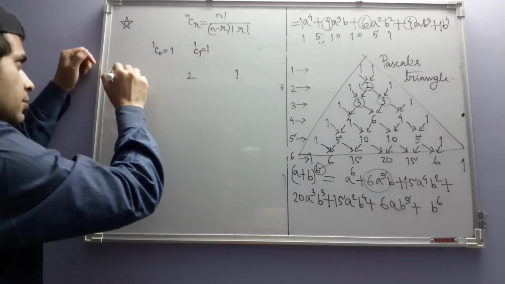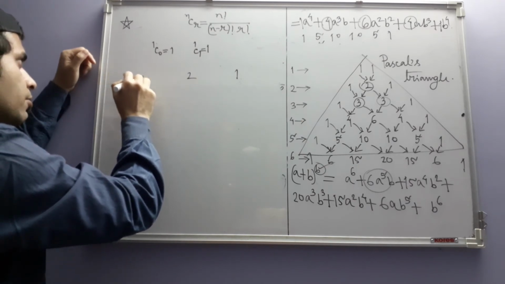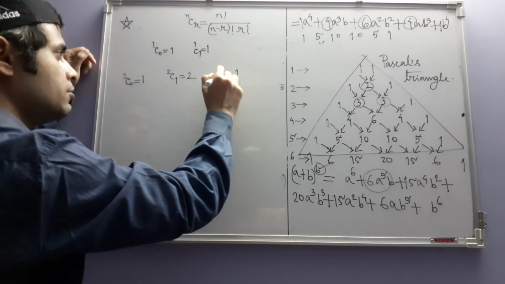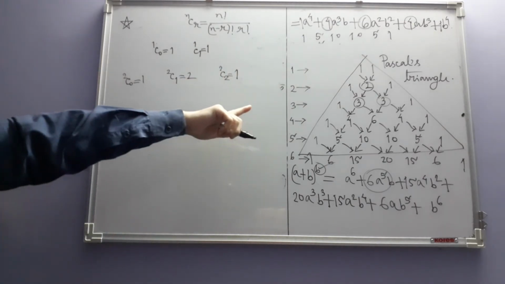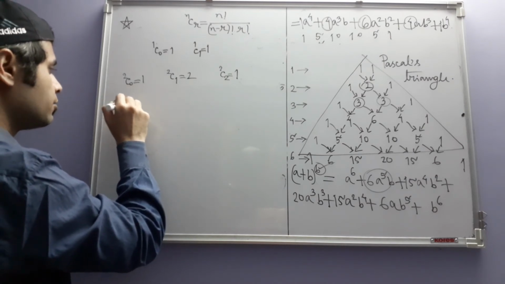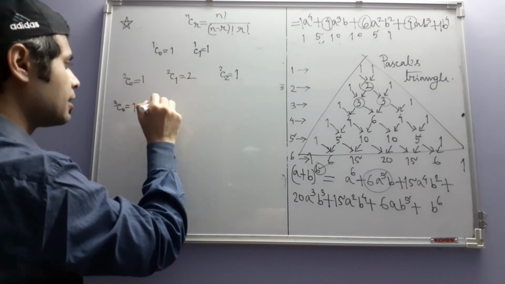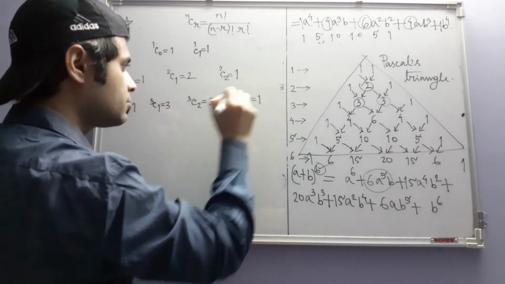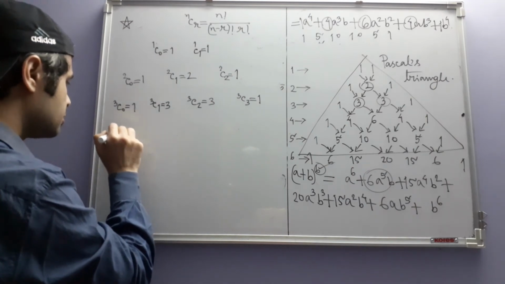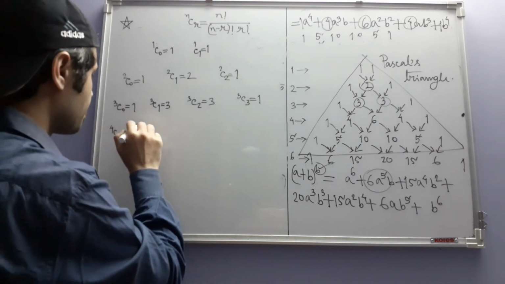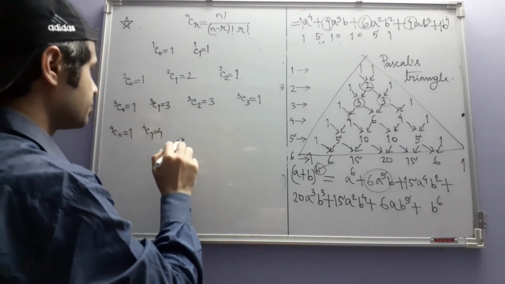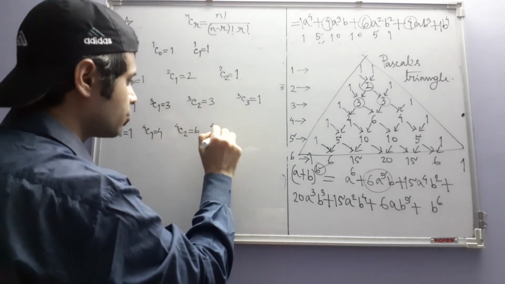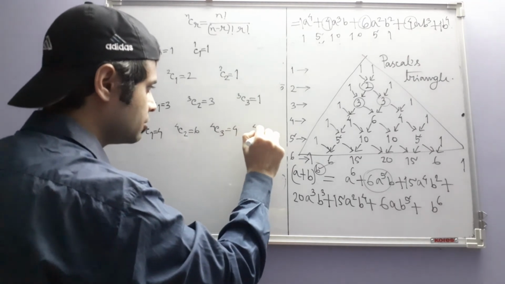You go to this definition, put the values and see that these are the results. Okay, this one, 2C0 is also 1. 2C1 is 2. 2C2 is 1. What were the next things? 1, 3, 3, 1. 3C0 is 1. 3C1 is 3. 3C2 is also 3. And finally 3C3 is 1. Okay? 4C0 is 1. So anything C0 actually becomes 1. 4C1 is 4. And anything C1 is that thing. 4C2 is 6. 4C3 is again 4. 4C4 is 1.